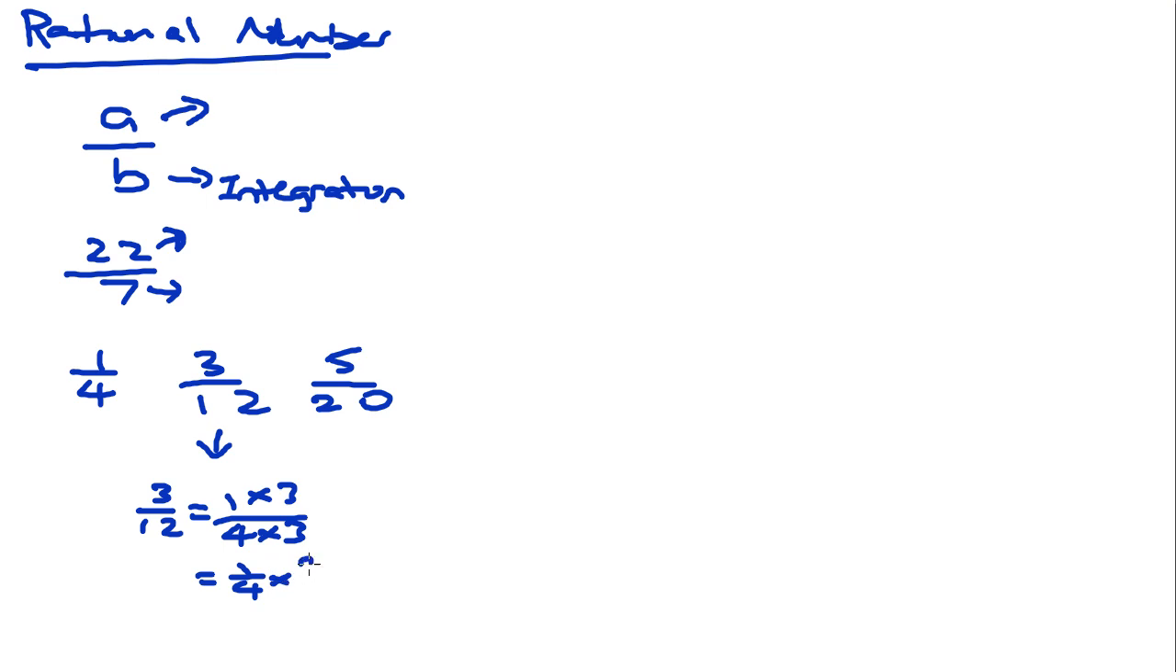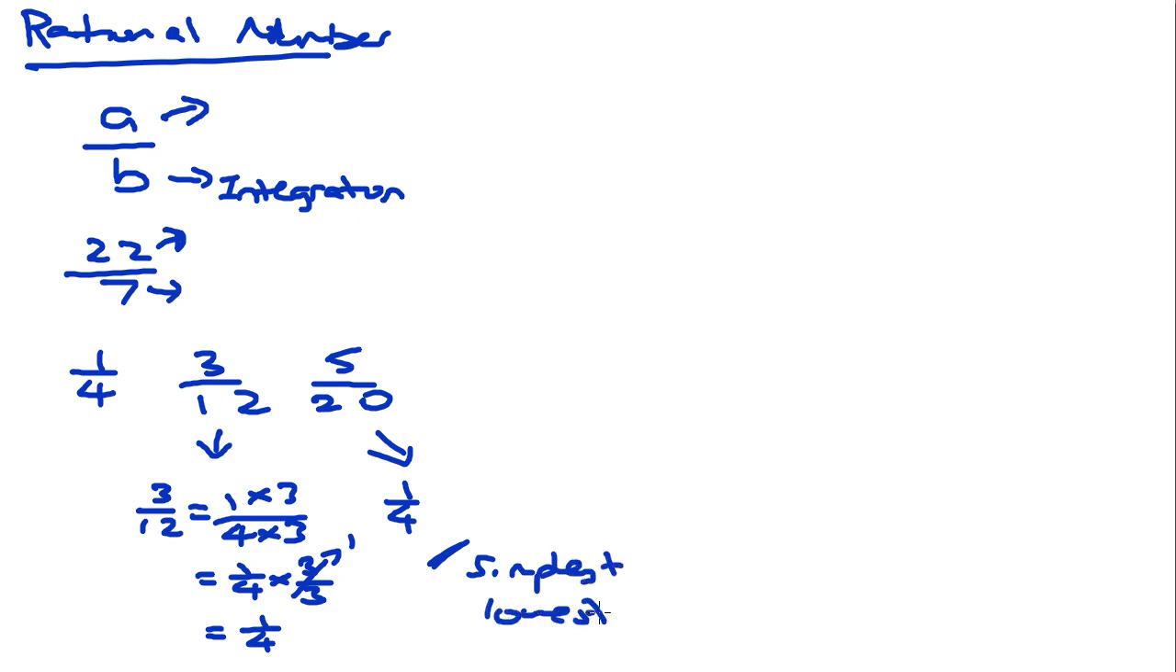So it's also equals to 1/4 times 3/3, because this is the multiplication, you can split it up. And if you see 3/3, it's actually 1. It actually gives you 1. So it gives you 1/4. And 5/20, you can do the same process and you realize that it will eventually come down to 1/4. So 1/4 is actually what we call the simplest form or the lowest form of the fraction. So since the lowest form or the simplest form of these three numbers are the same, we can call them equivalent fractions.